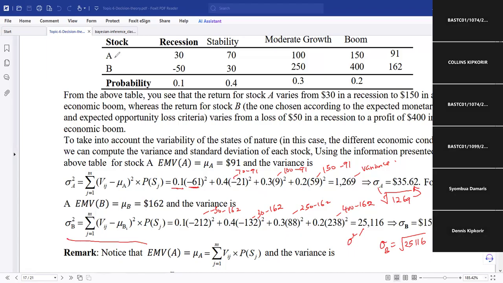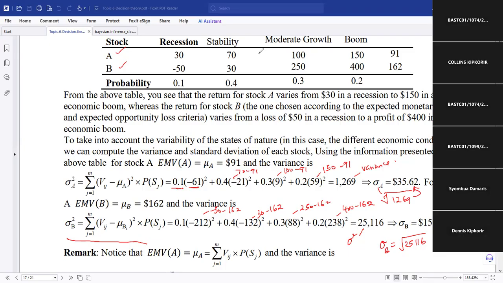They're either to pick on stock A or to pick on stock B. We subtract the mean, which is the expected monetary value, from each and every payoff that we have, for each and every decision to get the deviations. We square that and multiply by the corresponding probability to get the variance.